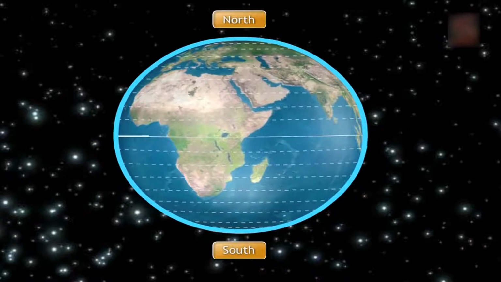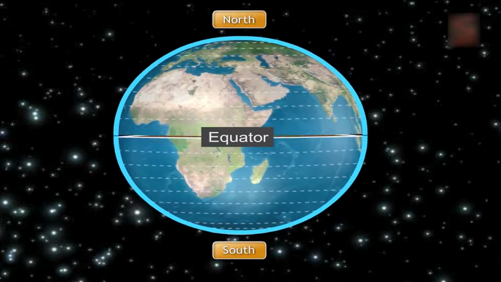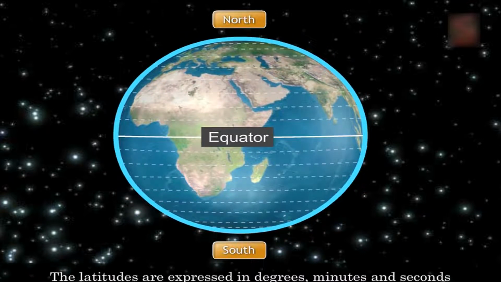The horizontal circle that passes through the center of the earth at an equal distance between the north and south poles is called the equator or the 0-degree latitude. The equator divides the earth into two equal halves. Also, the equator is the largest among all the latitudes. The latitudes are expressed in degrees, minutes and seconds.